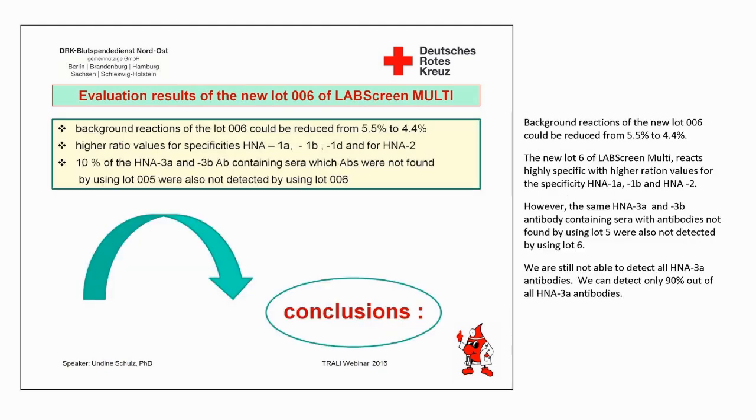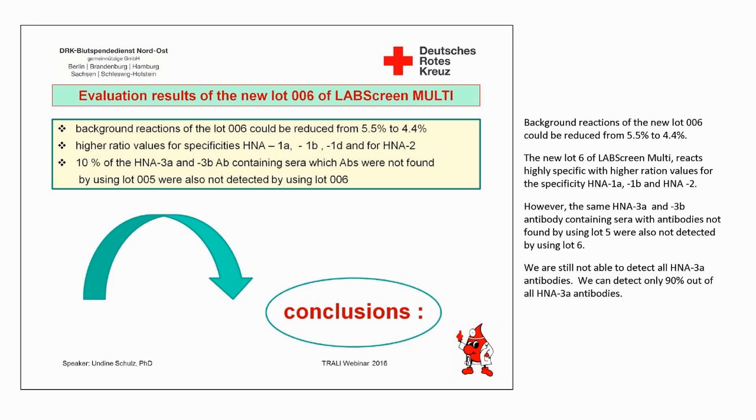Background reactions of the new lot 6 could be reduced from 5.5% to 4.4%. The new lot 6 of LABScreen Multi reacts highly specific with higher ratio values for the specificities HNA1A, 1B, and HNA2.